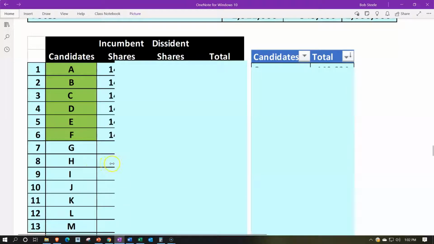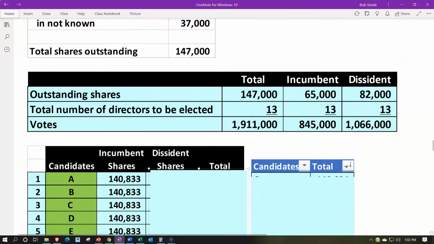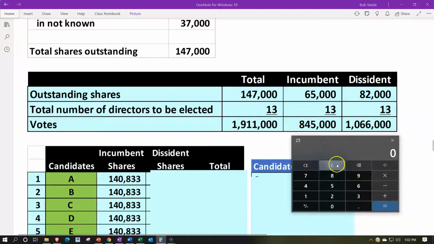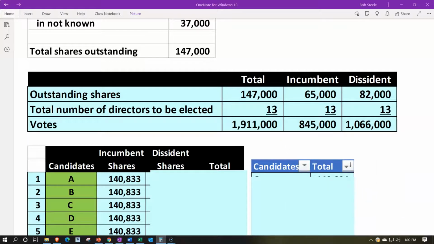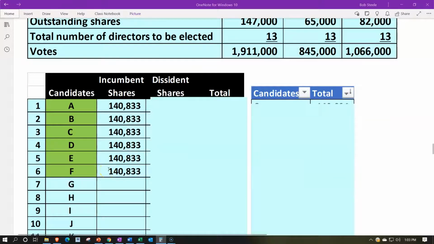So we're going to say these are our candidates as the incumbents. Then we're going to do our strategy that we would typically do for the worst case scenario. We're going to say we have 845,000 votes divided by 6 that we think we can pick up. That's 148,33 that we're going to apply to those 6 people.